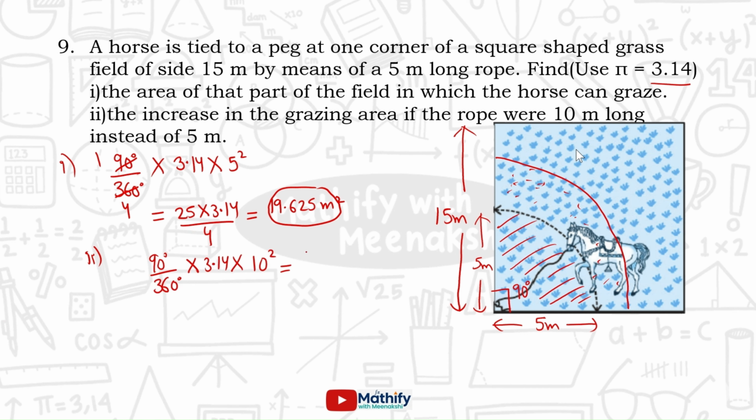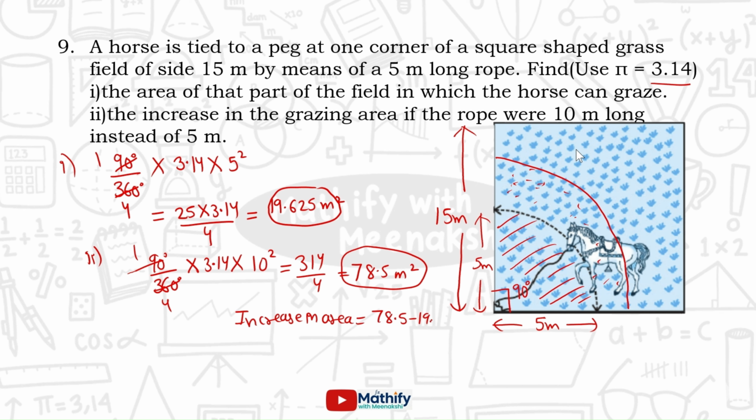So that's the area of the bigger sector. And 3.14 into 10, you know it's 314. 314 divided by 4. That's 78.5 meters square. We have to find the increase in area, so we'll subtract that and get our answer. 78.5 minus 19.625. So what's our answer? Answer is 58.875 meter square.